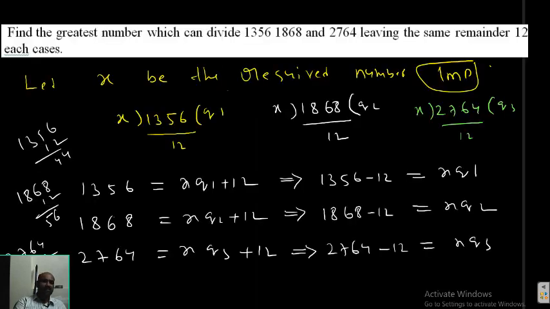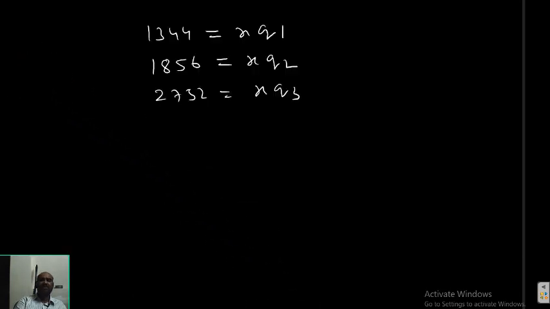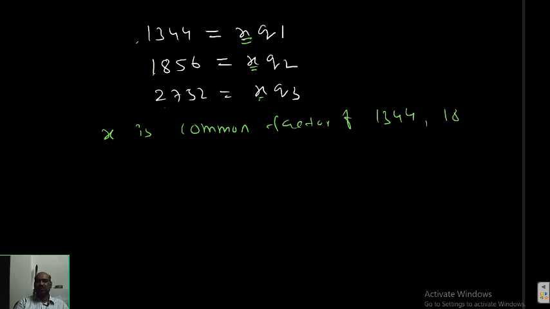Now important conclusion students, very important model problem this one. Listen now. Now what I can say, x is a factor of 1344 and q1 is also a factor of that. x is a factor of this number, x is a factor of this number, x is a factor of this number, means x is a common factor of 1344, 1856 and 2752 only. Understood?